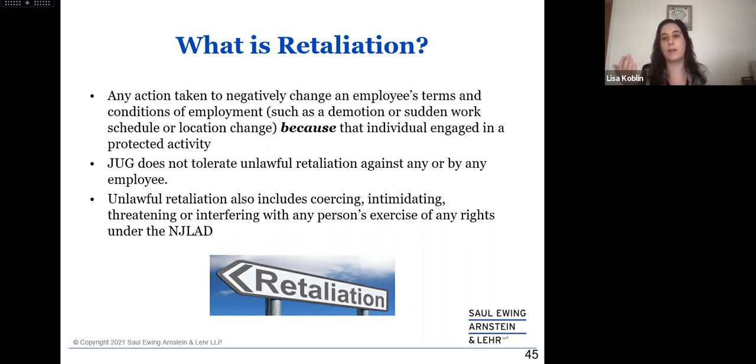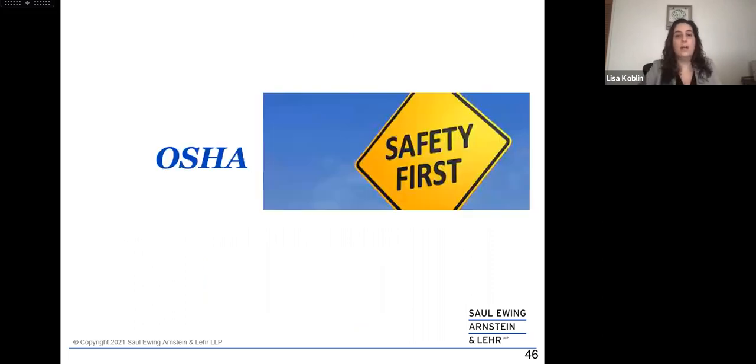There are a lot of different protected categories under the law, but we don't want to be retaliating against anyone. The practice doesn't permit it. Please know that if you ever complain or come forward with any questions or concerns about discrimination or harassment, the practice would not retaliate against you for raising those complaints. Next slide. Okay, we're going to switch gears now.